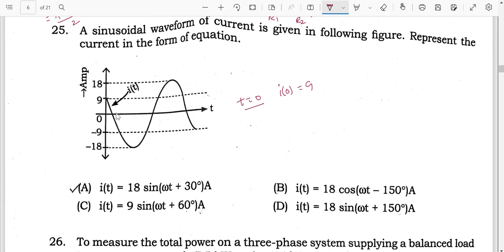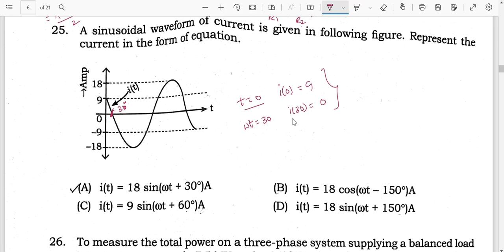Now the second condition: at some 30 degrees, the current is going to be 0. That means at omega t equal to 30 degrees, I of 30 will be 0 here. So check which option satisfies these two parameters.